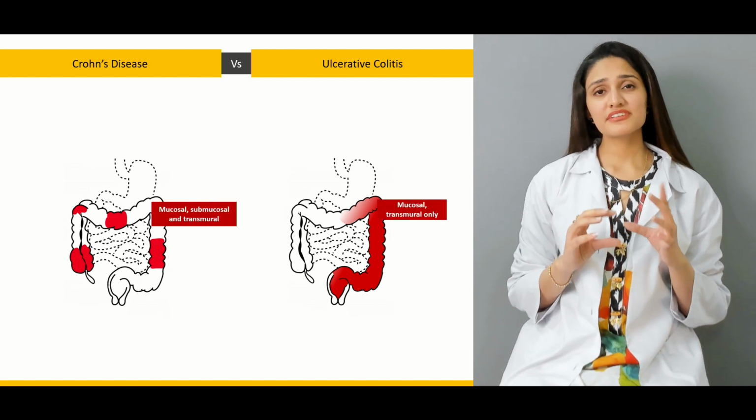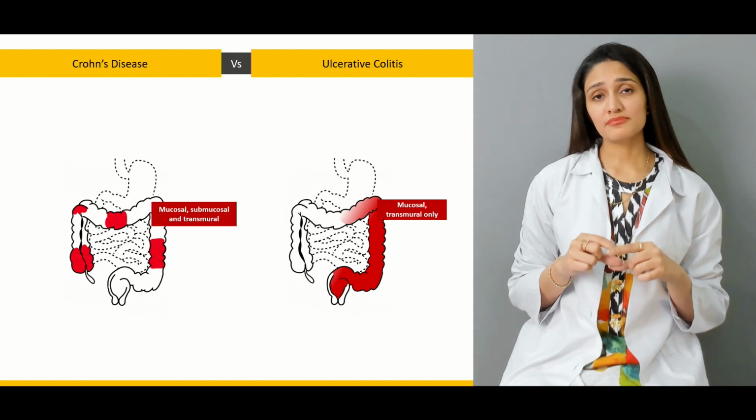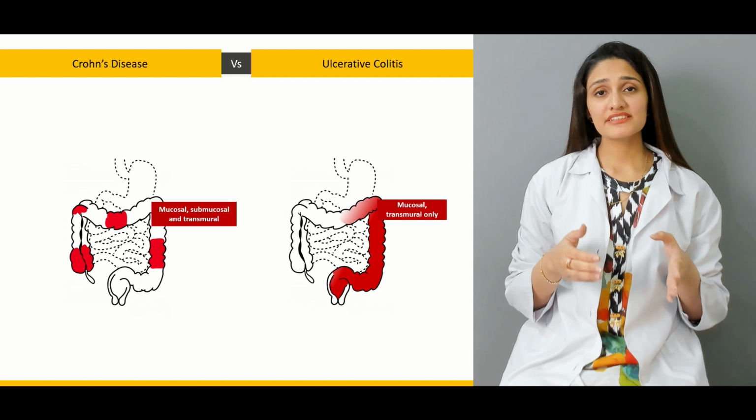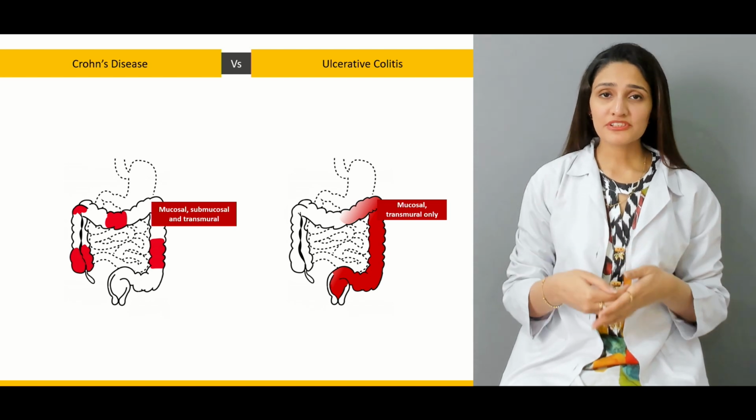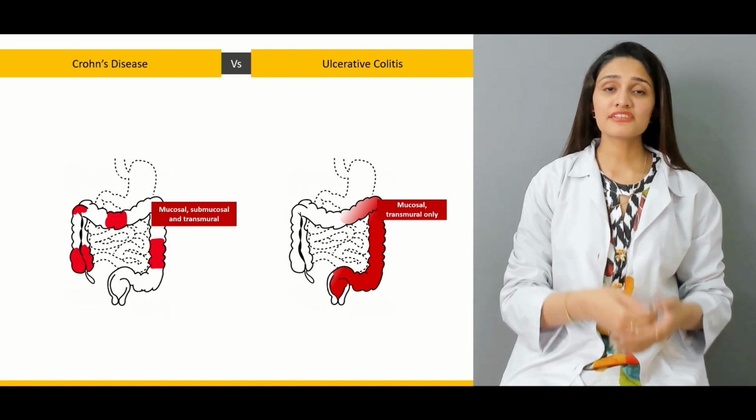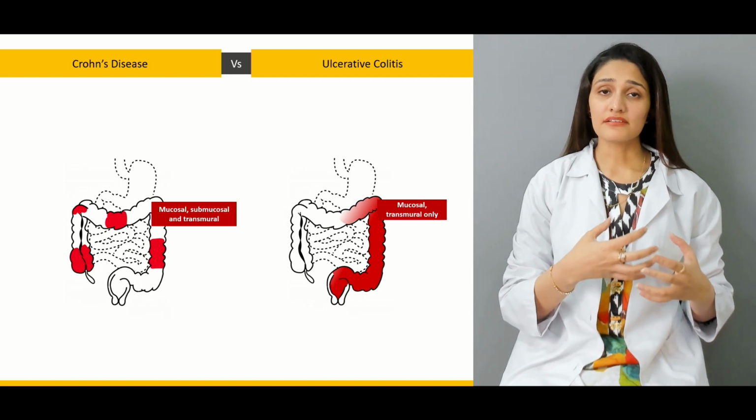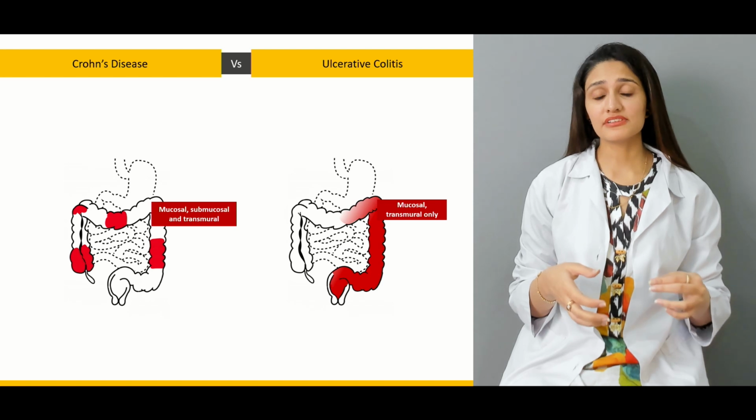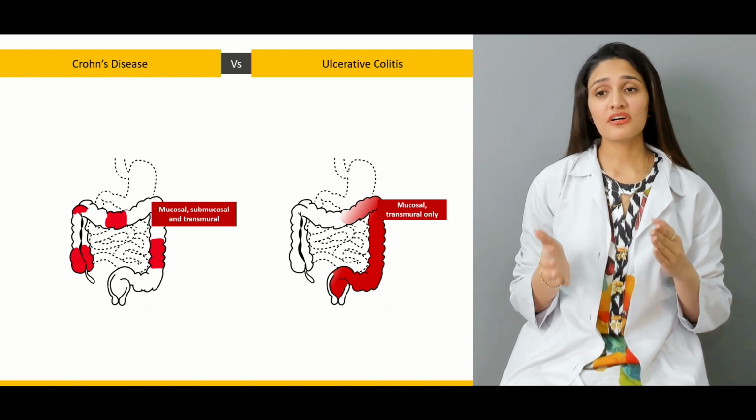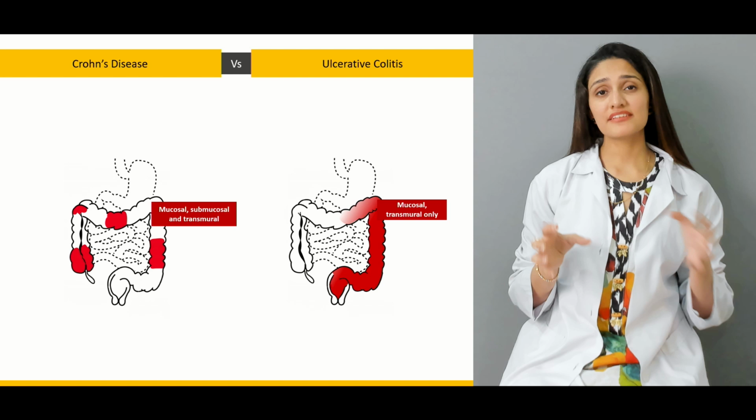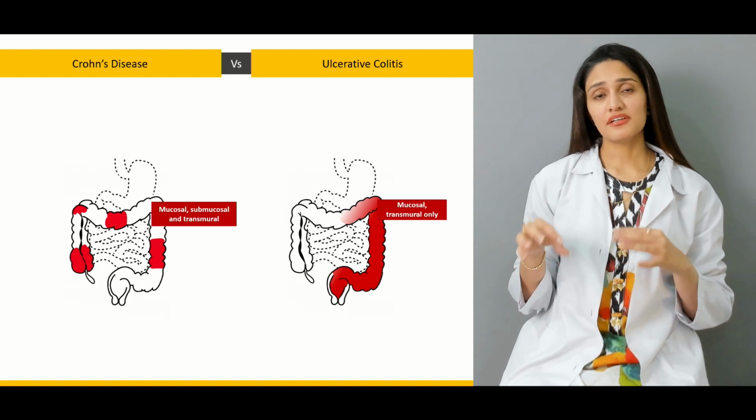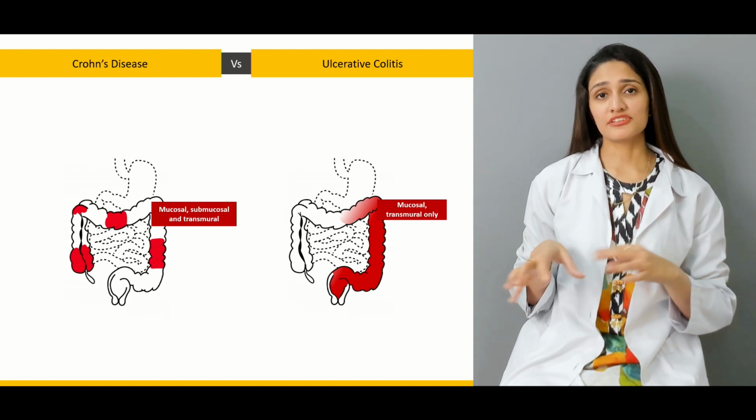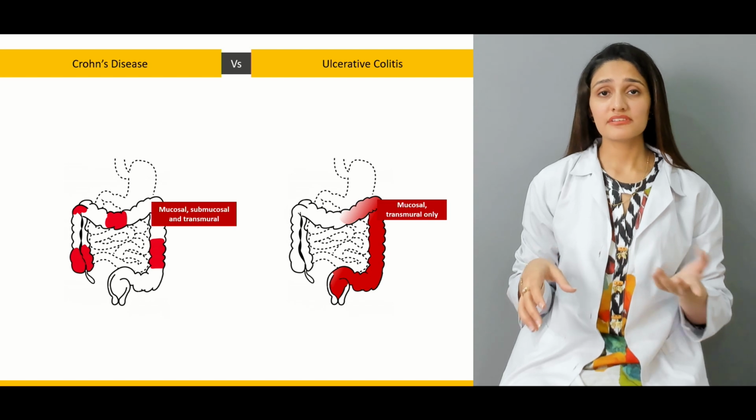If we talk about the depth of involvement of this disease, Crohn's disease involves the mucosal, the submucosal, and the transmural layers. So it involves almost all the layers of the intestine. But if we talk about ulcerative colitis, it is very limited to the mucosal layer of the epithelium.